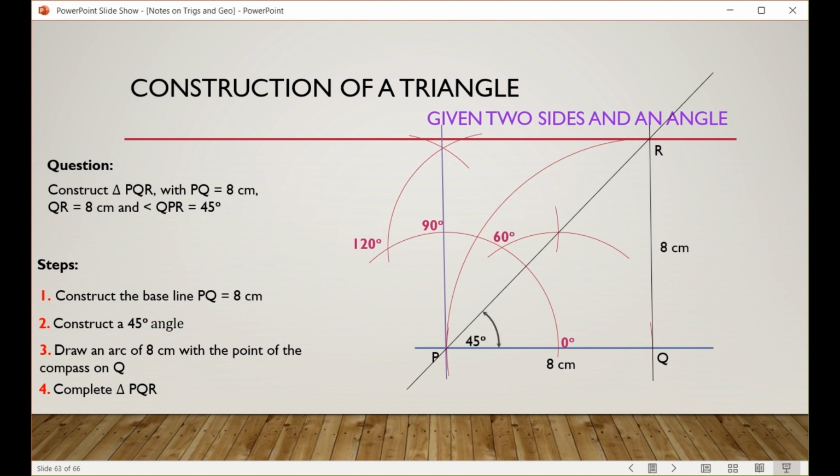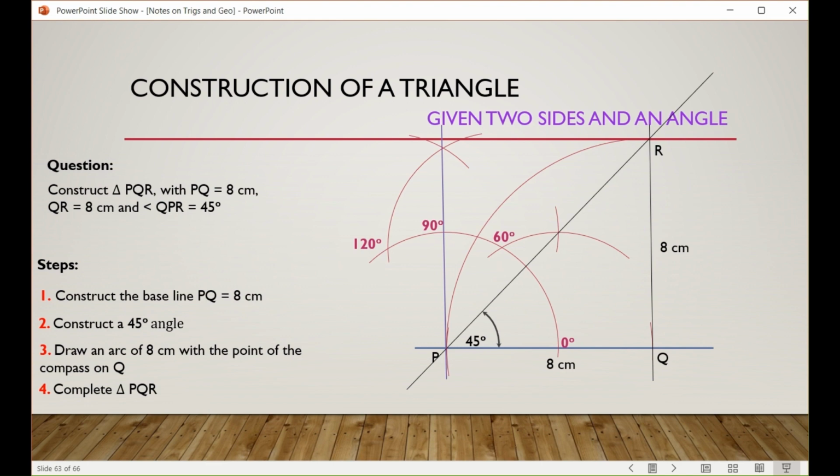So what do we recognize here? That this has two equal sides, so it's an isosceles triangle, and the angle is 45 degrees at P, and therefore the angle at R is also 45, which means the angle at Q is 90 degrees. So we made a right angle triangle, which was also an isosceles triangle.